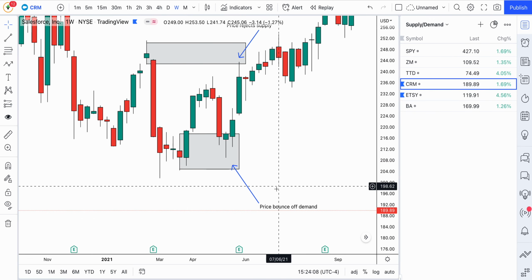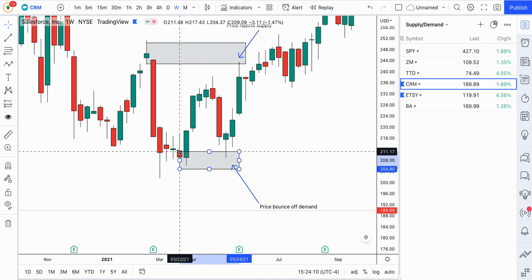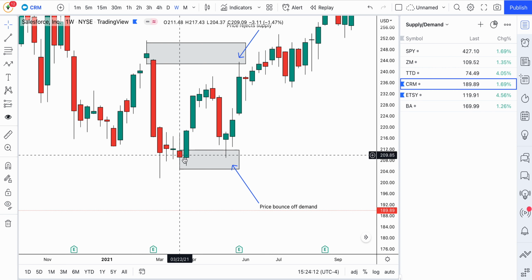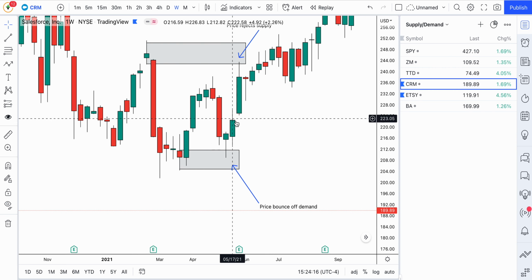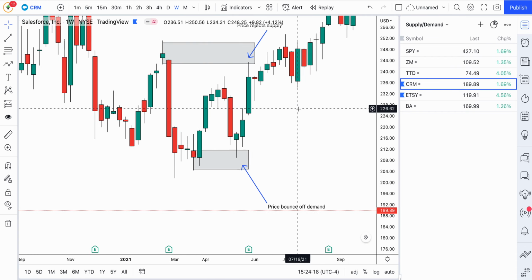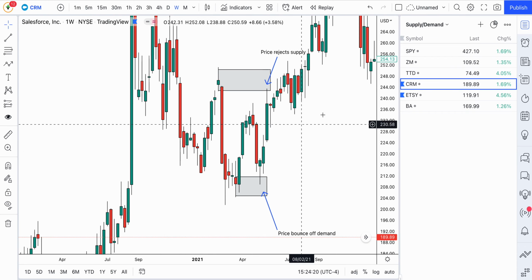We have another demand zone, right? Price bounces off demand. I could draw it from the base right here. We have this explosive move higher, with the move starting here, comes back, bounces, very clean move off of that.